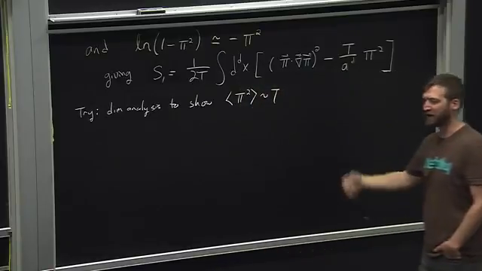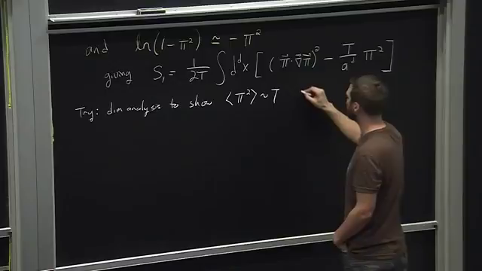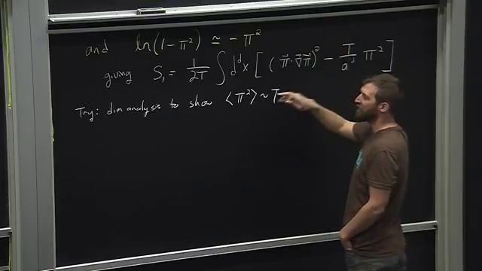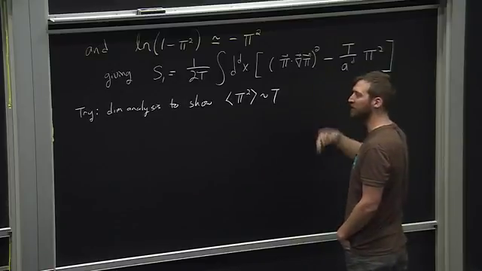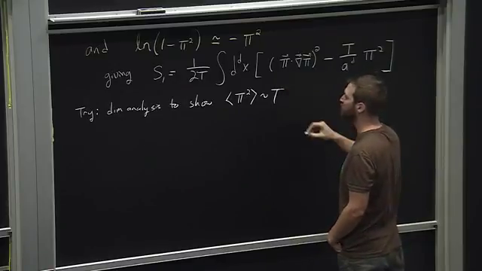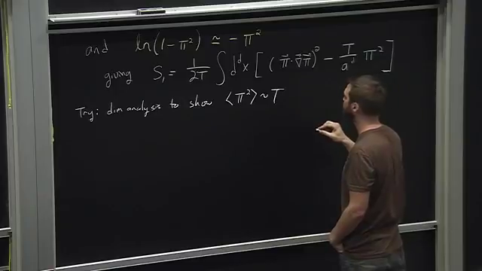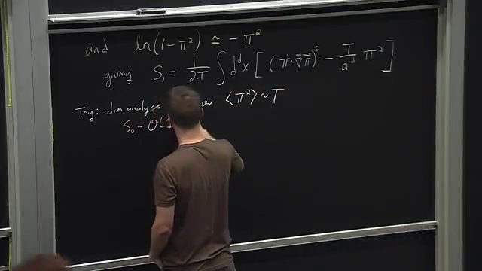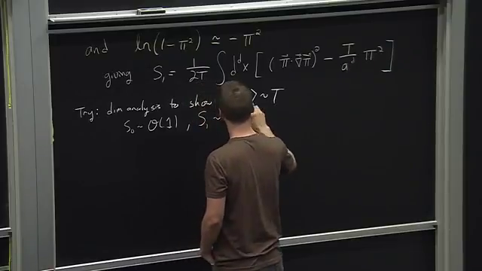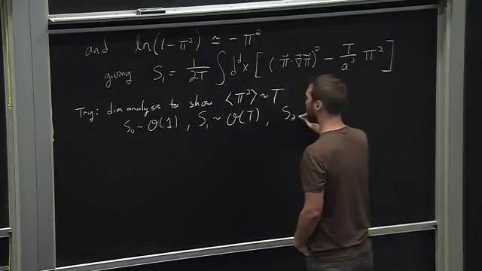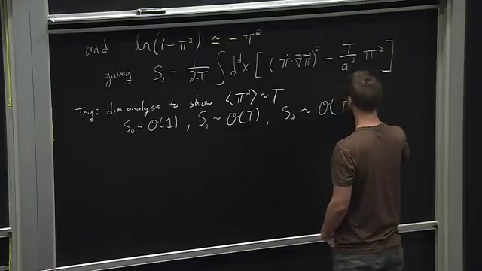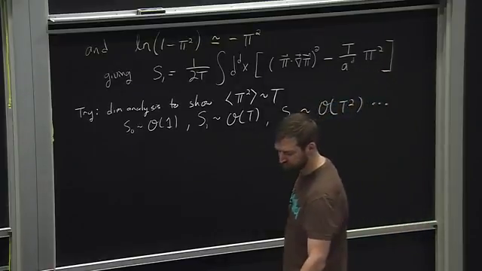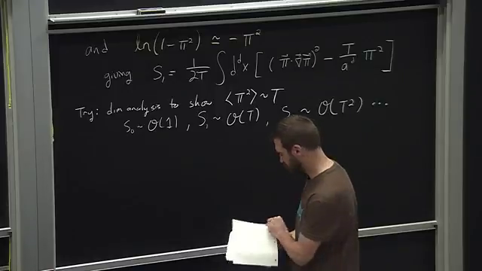So in some sense, we're expanding in orders of t. So S0 is order unity. S1 is order t, linear in t. If you did the higher order term, it would be order t squared. We'll see that again.